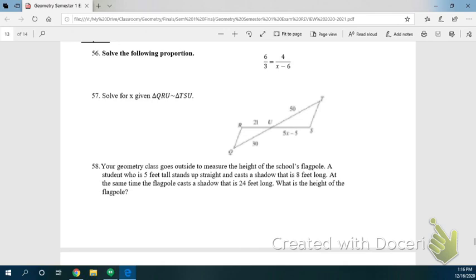So the first one's just testing us solving a proportion. When you solve a proportion, make sure you cross multiply. So you'll have 6 parentheses, x minus 6 equals 4 times 3 is 12. When you cross multiply and you have an expression, you have to distribute. So be very careful that you do that. Add the 36 over. You get 6x equals, let's see, 48, and then divide by 6 and you get 8.